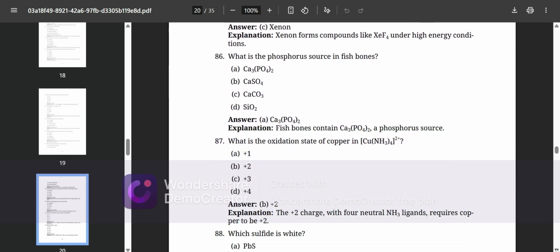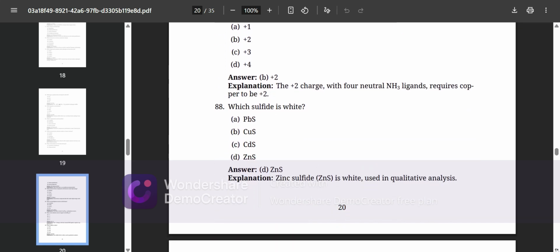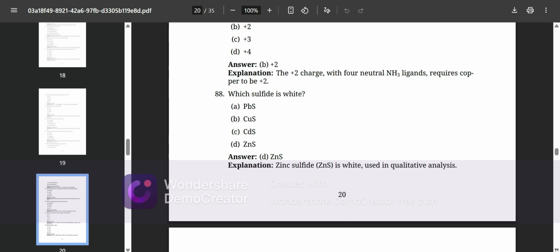What is the phosphorus source in fish bones? Ca3(PO4)2. Fish bone contains Ca3(PO4)2, a phosphorus source. What is the oxidation state of copper in [Cu(NH3)4]2+? Plus 2. The 2+ charge with 4 neutral NH3 ligands requires copper to be +2.